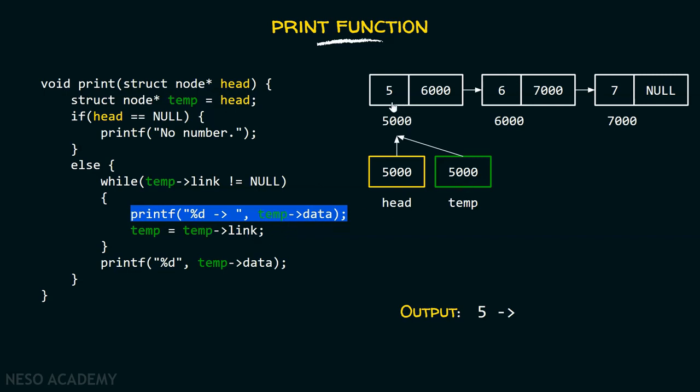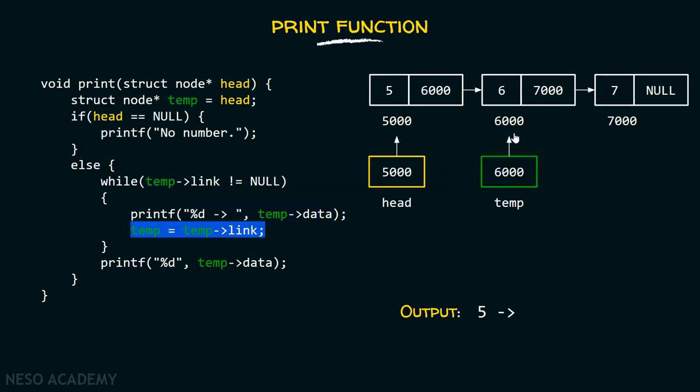What is temp data? Temp data is 5. So here this %d will get replaced by 5. And after this we'll place this arrow. And then after this we will simply update our temp pointer so that it can point to the second node of this linked list. And again we'll check this condition: is temp link equal to null? Obviously temp link is not null.